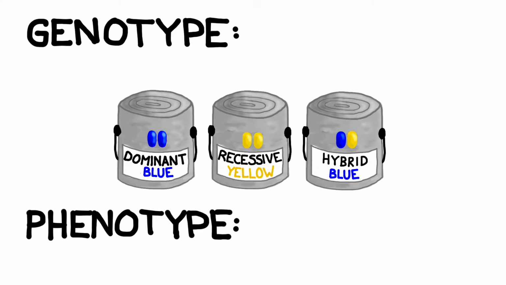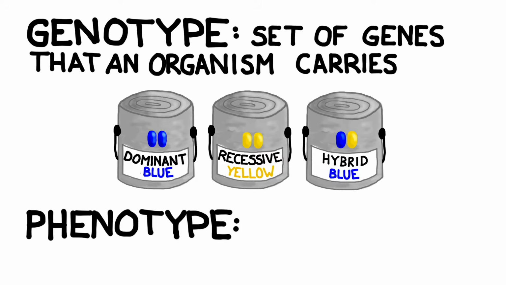To begin, we're going to define two terms that many people find confusing: genotype and phenotype. The genotype is the set of genes that an organism carries in its DNA. These two paint dots depict what components are found within each can.